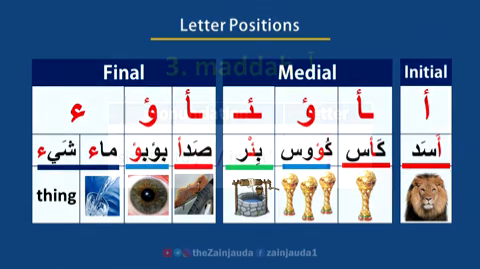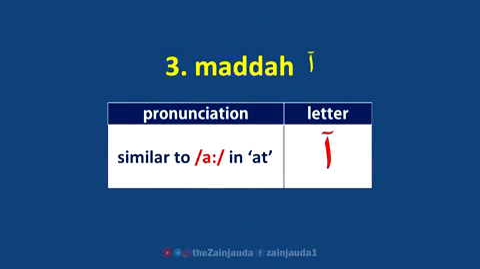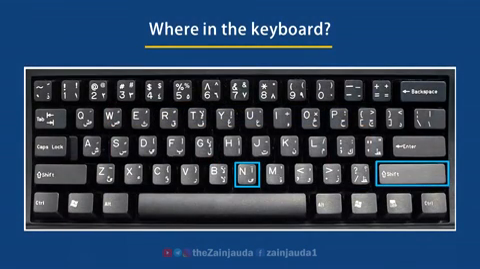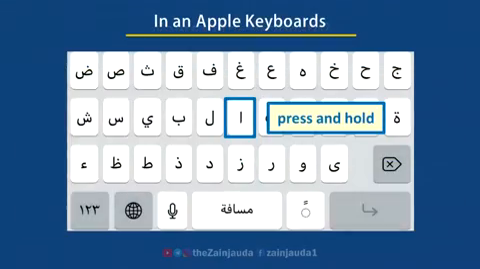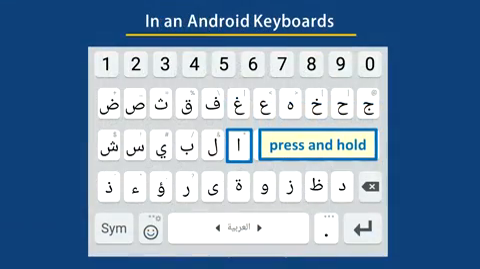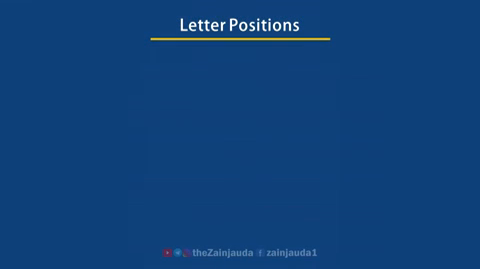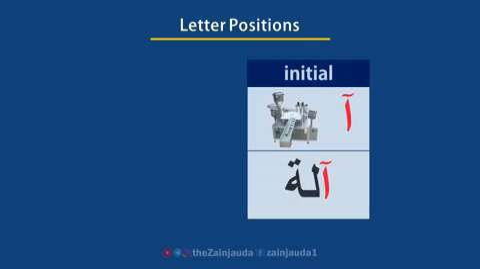The last form of alif is madda. Madda is in the form of a glide over an alif. It is pronounced as a long a, just like the a of at. In a keyboard, madda is found with n. In an Apple keypad, madda is found in the second row, and it is found also in the second row in an Android. Madda comes only in the initial and medial positions.